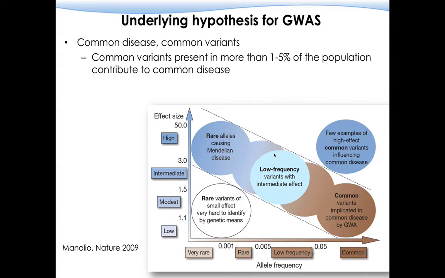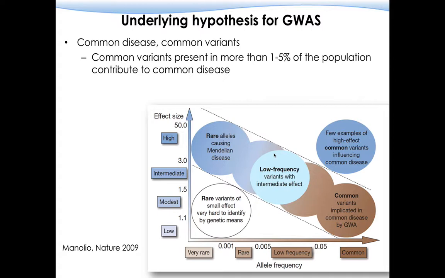So if we look at this, the low-hanging fruit would be here. Those are very common variants, and at the same time, the people who have them have a very, very severe impact on the phenotype. So common, and at the same time with a large effect size.